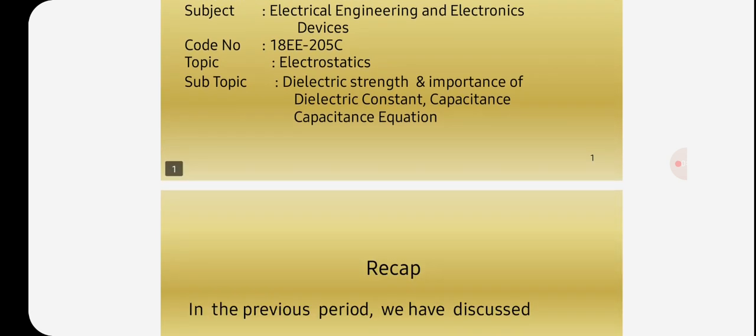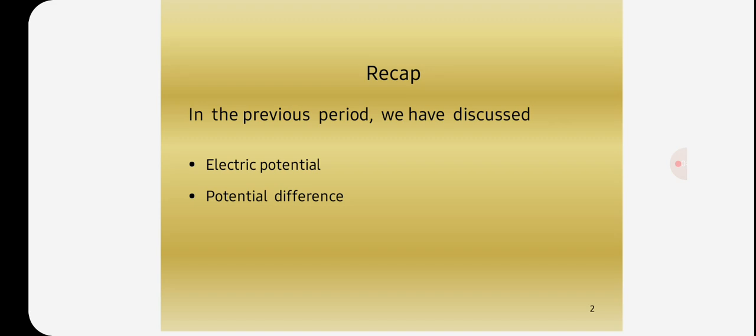Before going to this, in the last class we discussed electric potential and potential difference. So, what is electric potential and potential difference? The electric potential at a point in an electric field is defined as the work done in bringing a unit positive charge, meaning 1 coulomb, from infinity to that point. It is denoted by the letter V and is measured in volts.